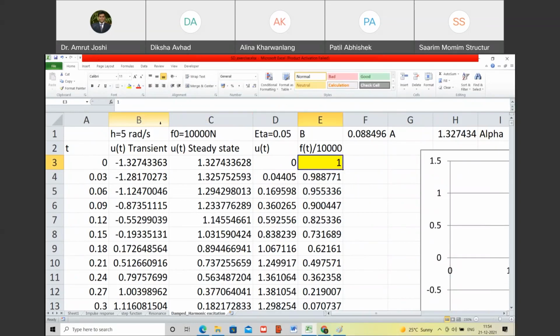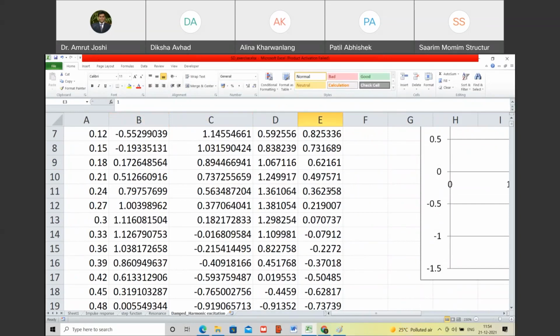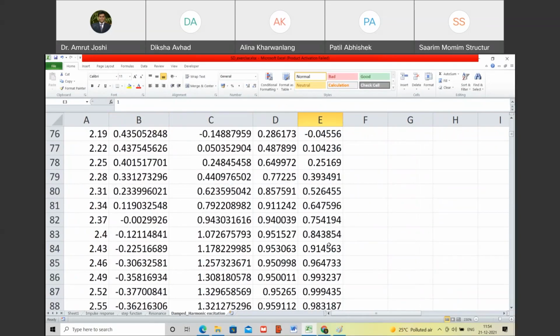What is the next time at which you will see f to be maximum? Where will you find the next time? Pardon? So let us look at when f is 1 again.